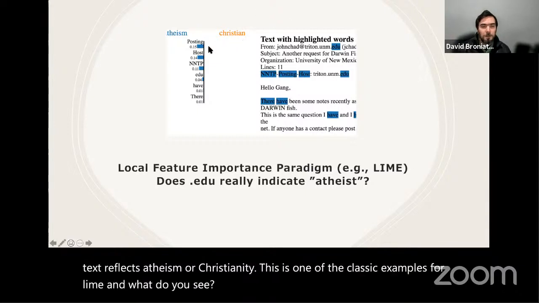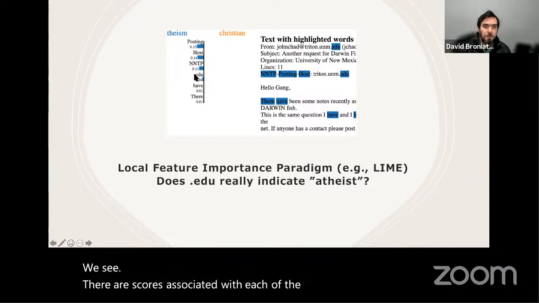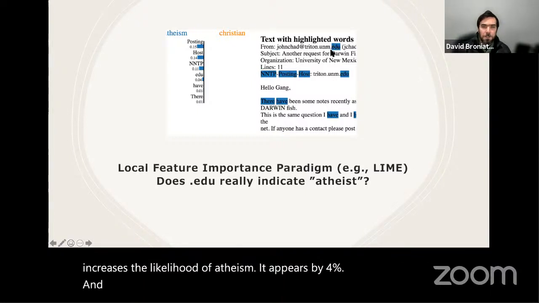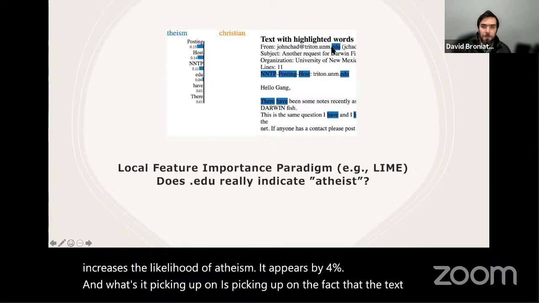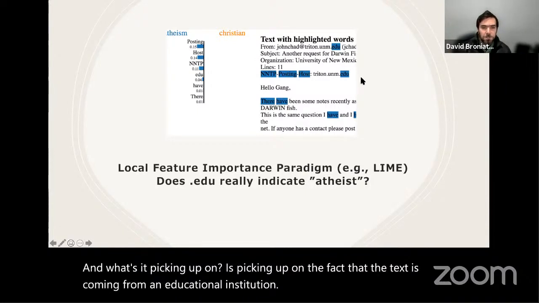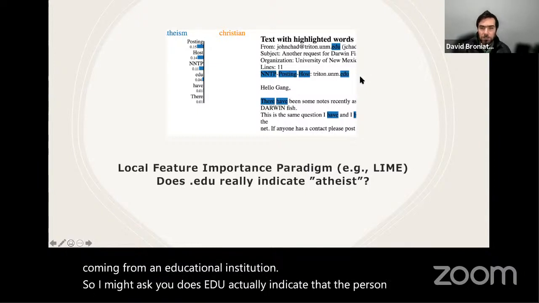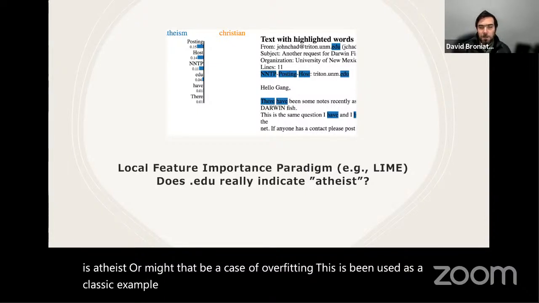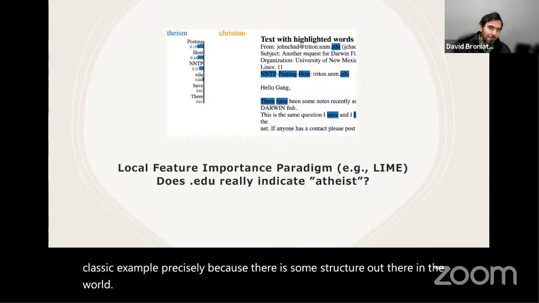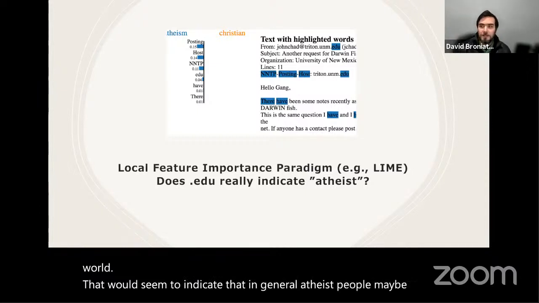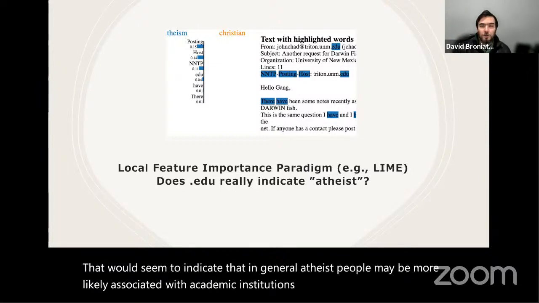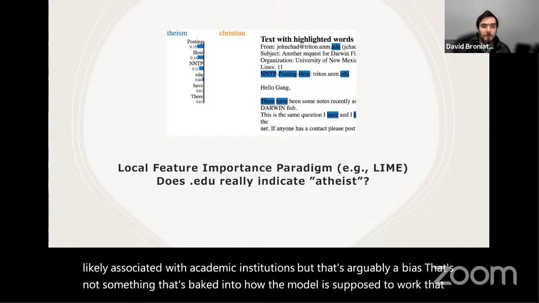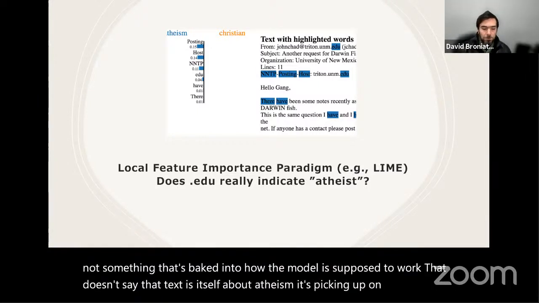And what do we see? We see, well, there are scores associated with each of the features. For example, EDU increases the likelihood of atheism, it appears, by 4%. And what's it picking up on? It's picking up on the fact that the text is coming from an educational institution. So I might ask you, does EDU actually indicate that the person sending this is atheist? Or might that be a case of overfitting? This has been used as a classic example precisely because there is some structure out there in the world that would seem to indicate that in general, atheist people may be more likely associated with academic institutions. But that's arguably a bias. That's not something that's baked into how the model is supposed to work. That doesn't say the text is itself about atheism. It's picking up on a spurious correlation.